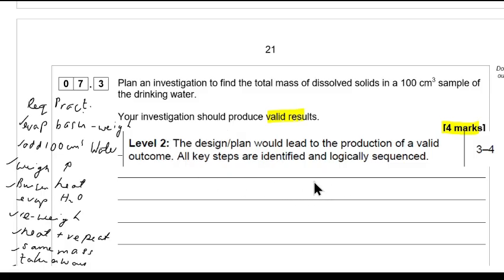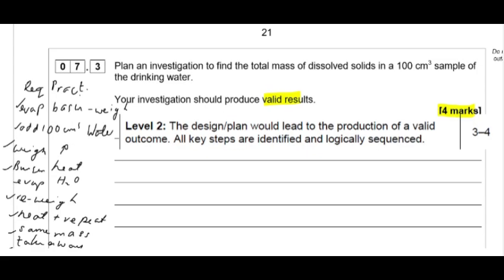This is a levelled question, a levelled marking scheme. So there's only 2 levels, 1 and 2. For level 2, which is your 3 to 4 marks, the design or plan would lead to the production of a valid outcome. All key steps identified, logically sequenced. So let's have a look at that in writing using our notes from the left hand side.